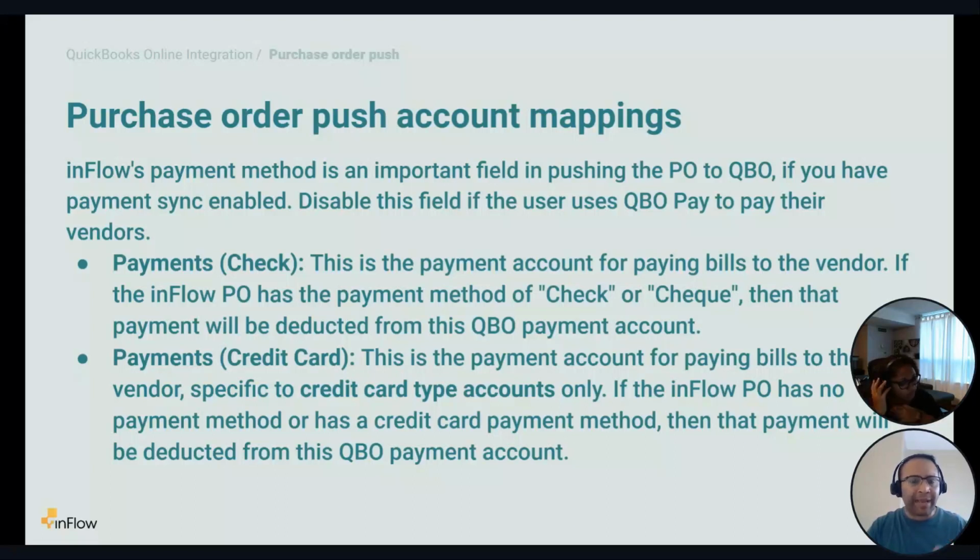This is the payment account for paying bills to the vendor. So if the inFlow PO has a payment method of check, or cheque for our Canadian customers, then that payment will be deducted from this specific QBO payment account. Similarly for credit cards, that's the payment account for paying bills specific to credit card accounts only, right? So if the inFlow PO has either no payment method or a credit card payment method, then that payment will be deducted from this QBO payment account as well.